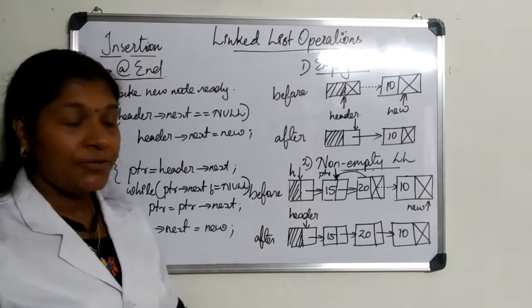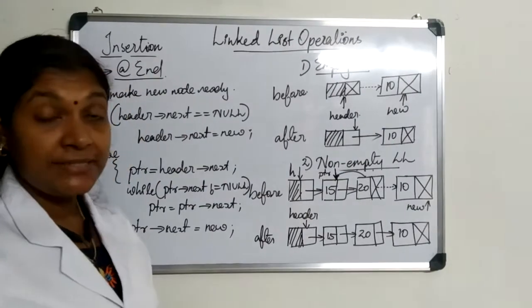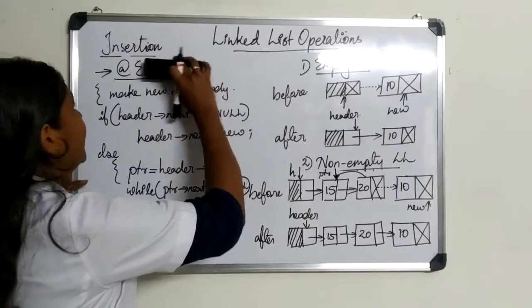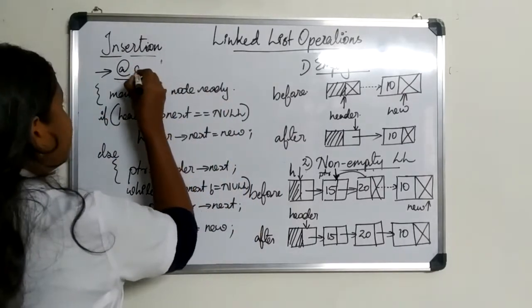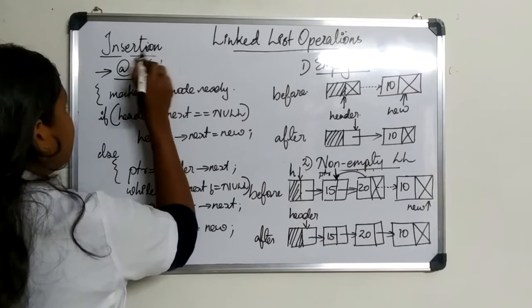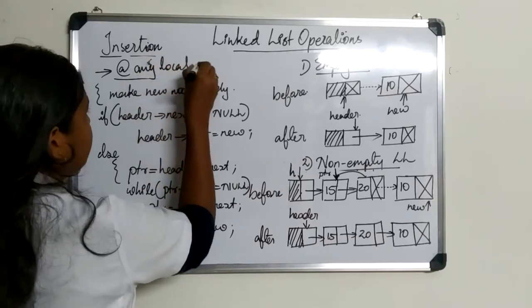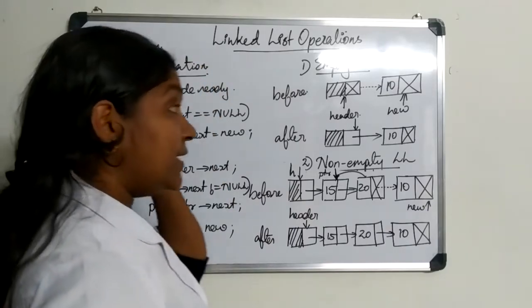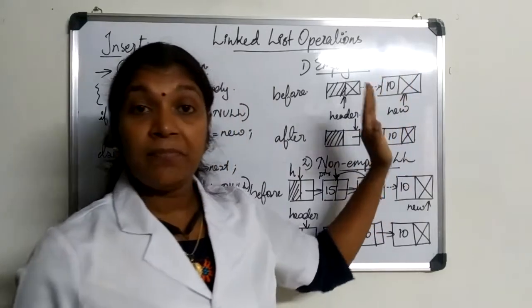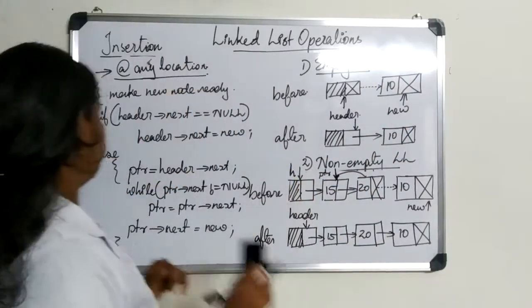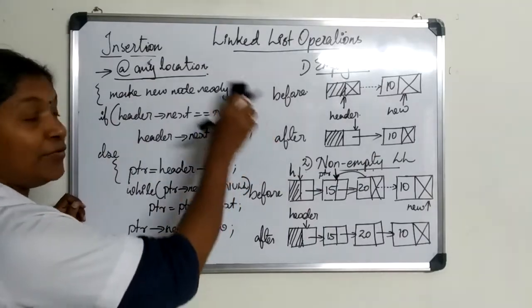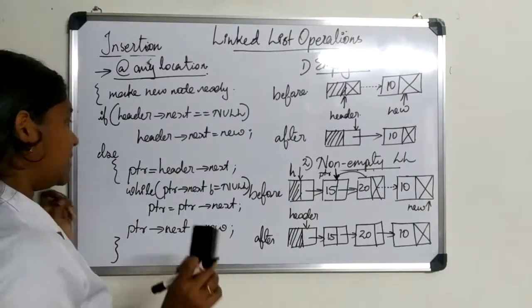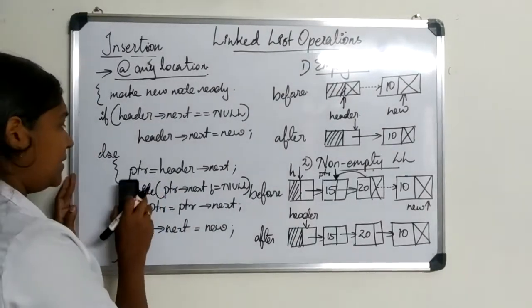So the next case we are going to consider. This was the case we discussed in the last session: insert a new node at the end. Next we are going to insert at any location. I already mentioned that inserting a new node into an empty linked list is common for all the cases. So this part is common for any location, at the end and at the beginning. We need to change only the remaining part.